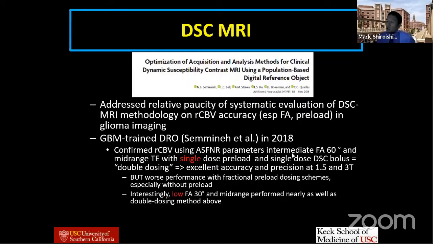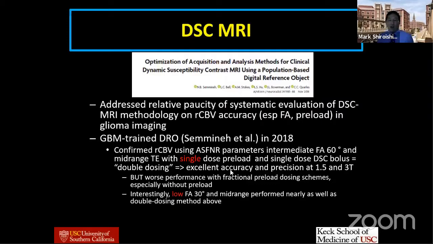And so in 2018, there was a study by Chad Quarles' group, who's at Barrow in Arizona, and they actually used computer simulations of glioblastoma patients. They took the different parameters and found that the 60 degree flip angle, using a single preload dose with the full dose for the perfusion imaging, actually had the best accuracy and precision at 1.5 Tesla and 3T.